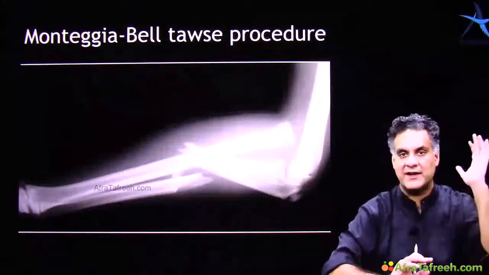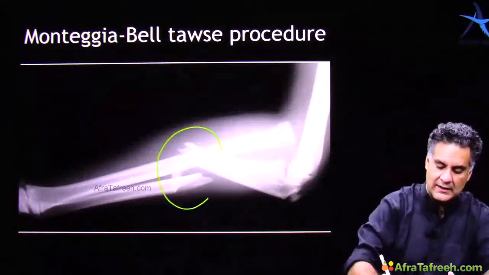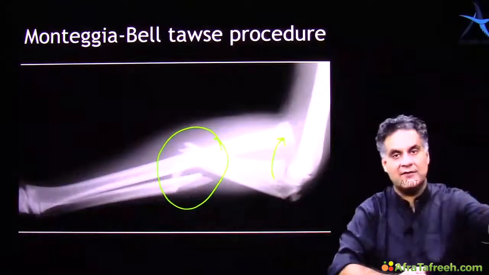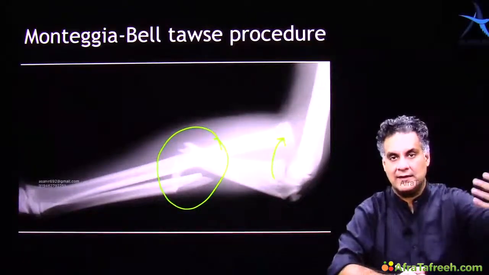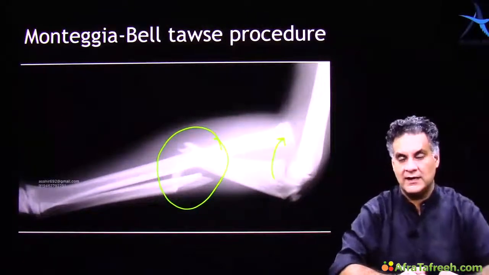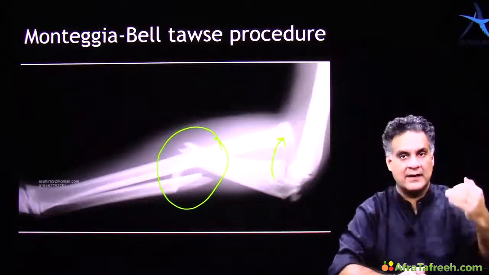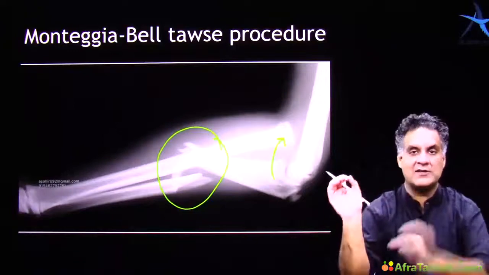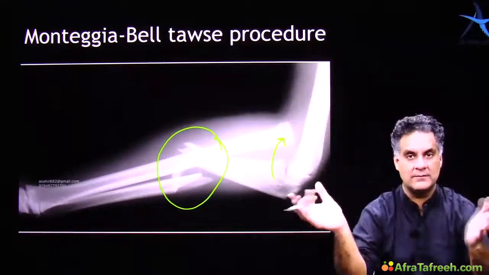The Monteggia fracture, there is a fracture of the ulna with a dislocated radial head, and the direction of the radial head classifies it into different types, like type 1, anterior dislocation of the radial head. This is the commonest. Type 2 is posterior dislocation. Type 3 is a lateral dislocation, and type 4 is the fracture of both the bones along with the dislocation.